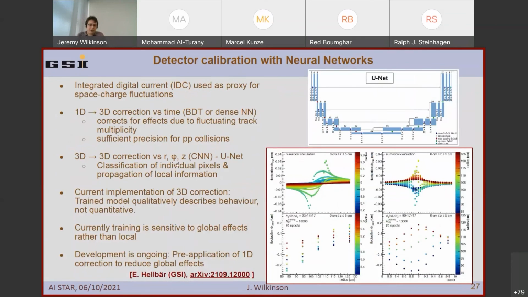The current implementation of the 3D correction is shown on the bottom right. On the top we have a numerical calculation of the fluctuations versus the machine learning response on the bottom plots. What we're finding at the moment is that the trained model is qualitatively describing the behavior, but is not really quantitatively able to describe it so far.